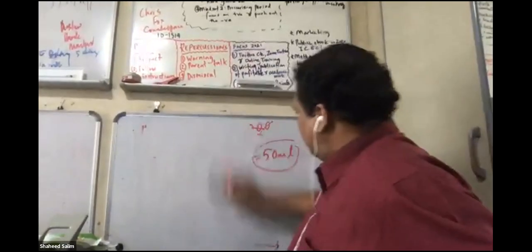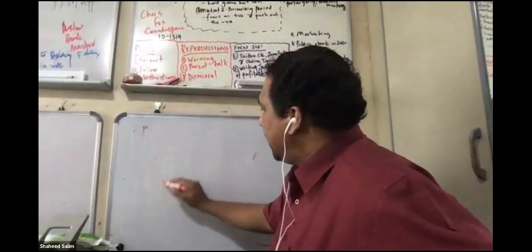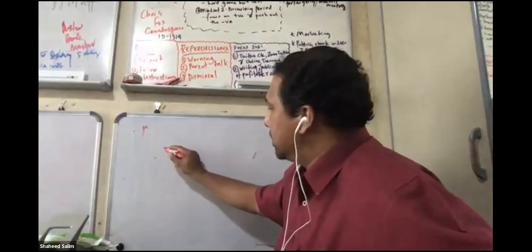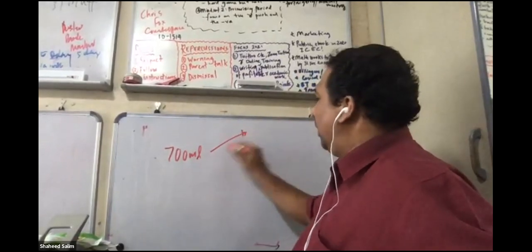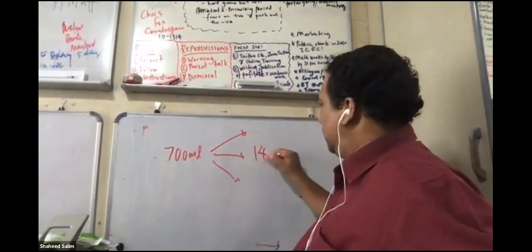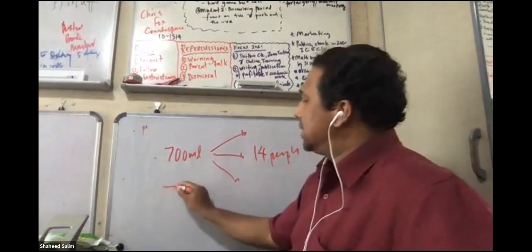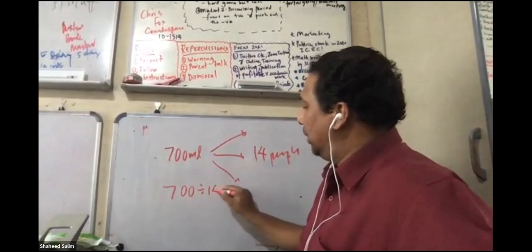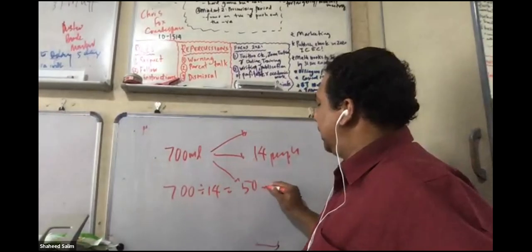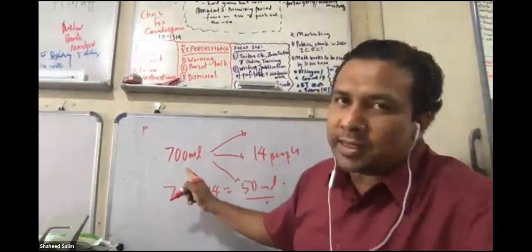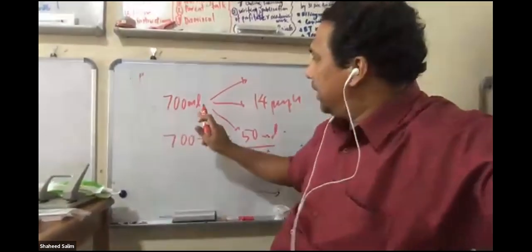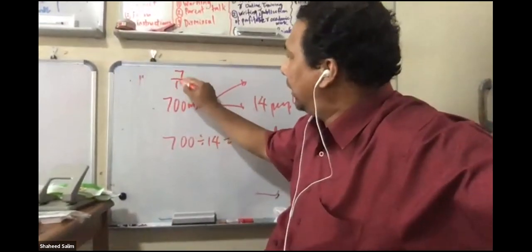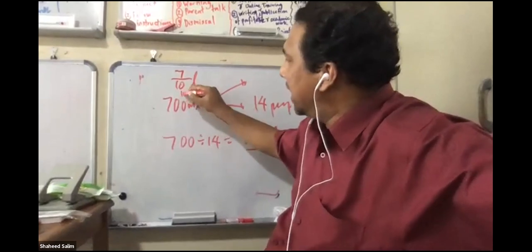Watch. They say 7 out of 10, right? 700 milliliters of honey is to be shared with 14 people. How to do this? 700 divided by 14. What do you get? You get 50 milliliters. This is the same question. Only thing, they have written this as 7 over 10 liters. This is the same thing.